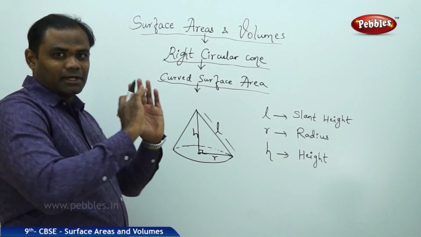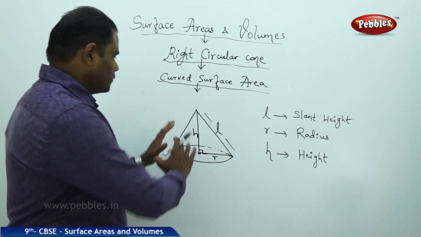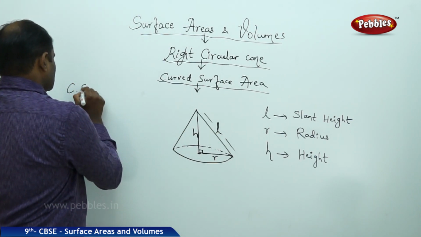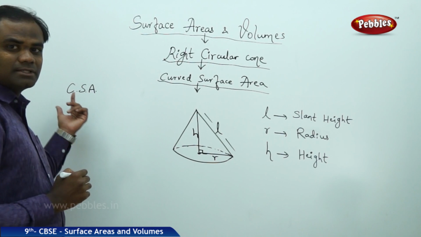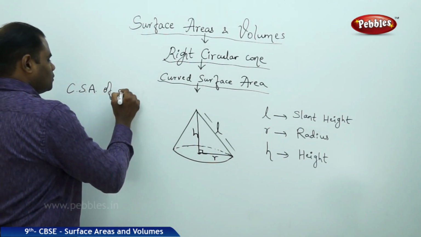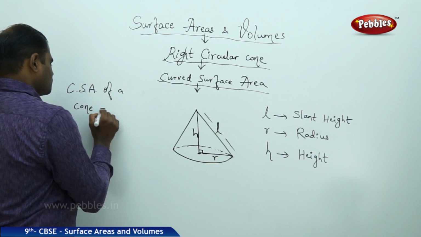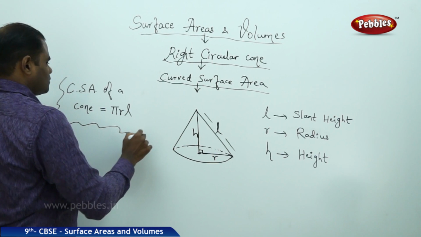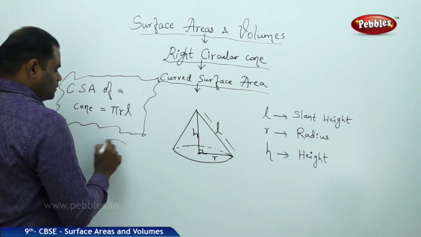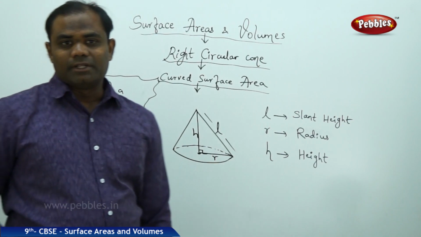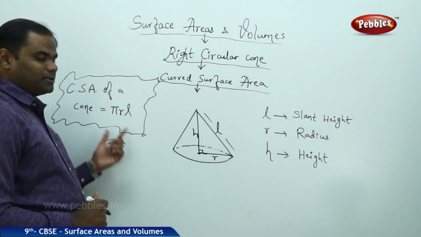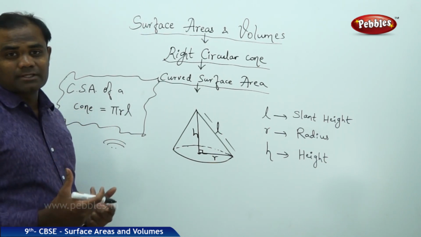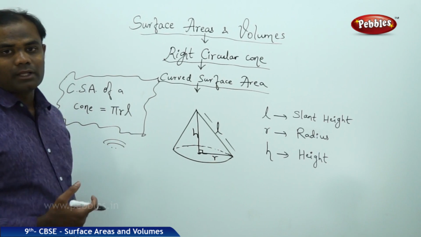The curved surface area is the curved region of the cone, which is exactly the curved part but not the base. So the curved surface area, denoted by CSA, of a cone is pi r L. R is the radius, L is the slant height, and pi is approximately 3.14. The curved surface area of a cone or a right circular cone is pi r L unit square.